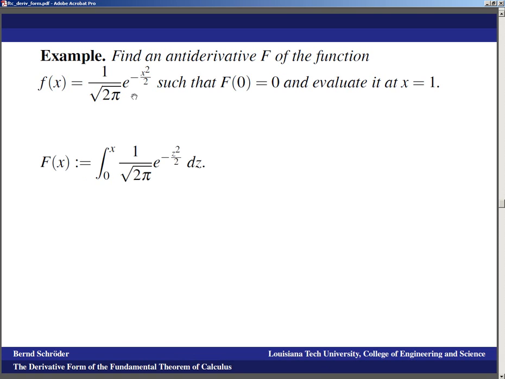The antiderivative of this function, or an antiderivative of this function, is the integral from 0 to x, 1 over root 2 pi e to the negative z squared over 2 dz. Why is that an antiderivative? Because by the theorem on the previous panel, to take the derivative of this integral with a variable upper bound, all we do is we take the x, plug it into the integrand, and we would get that the derivative is exactly the function that we started with.